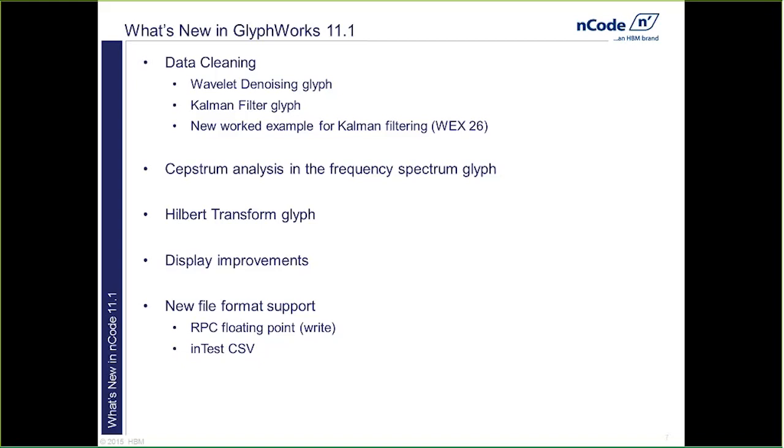We've added the Kepler analysis type to the frequency spectrum glyph, so this is another spectrum type to go along with PSD and amplitude spectrum. We've added a new glyph within the frequency package called Hilbert transform. I'll cover what that's useful for in a bit more detail. We've also done several display improvements, quite a lot of work on different display glyphs, which I'll cover in a bit more detail. And we've added one new supported data file format, the in-test CSV file format, which is a formatted CSV file, and also the ability to write the RPC floating point format.